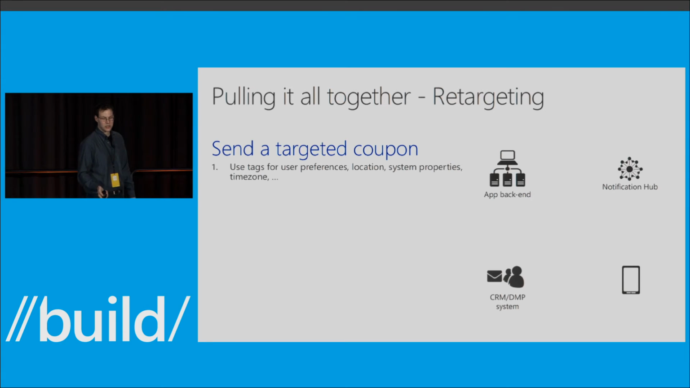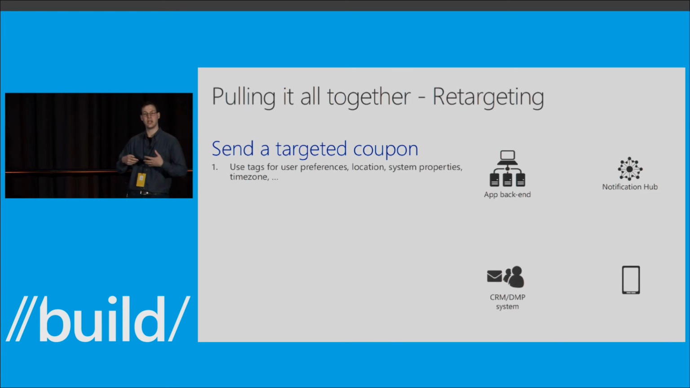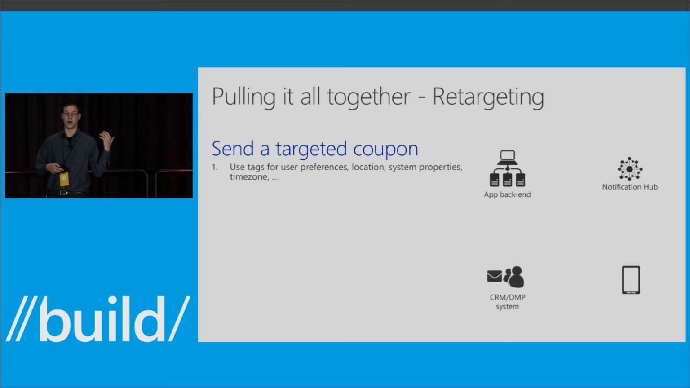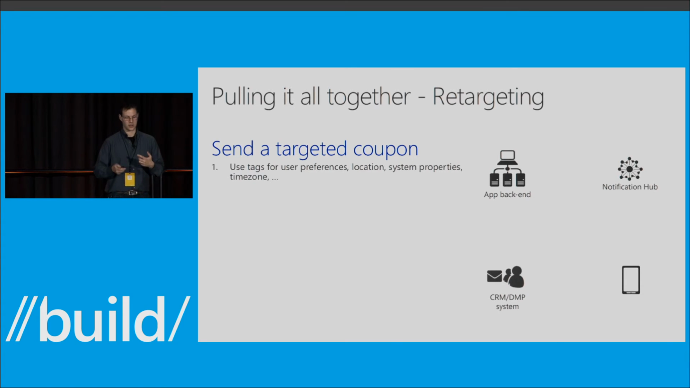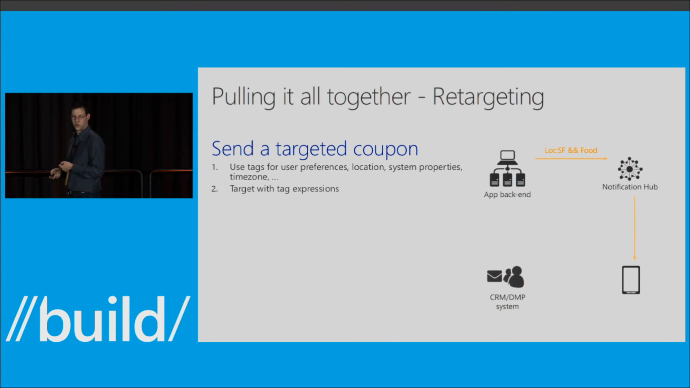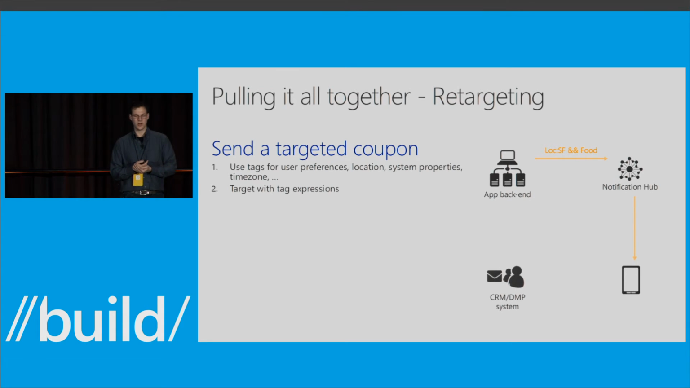So you send a targeted coupon. You set the tags for user preferences, for location, for system properties, time zones, loyalty status, gold customer, things that come from your CRM or data management platform. Basically, you put everything in your tags, as we saw before. So the device sets the user preferences and the device tags. The app backend can update them depending on what happens. Then you can target a specific offer with a tag expression.